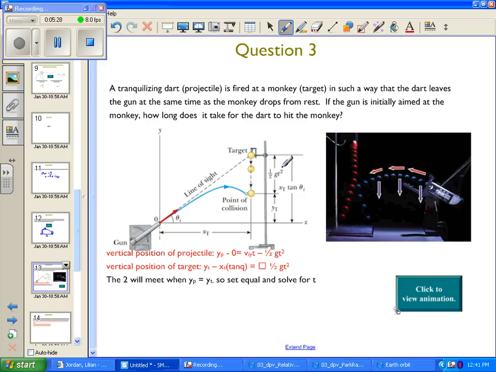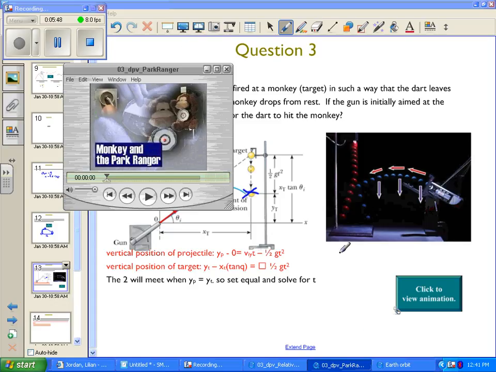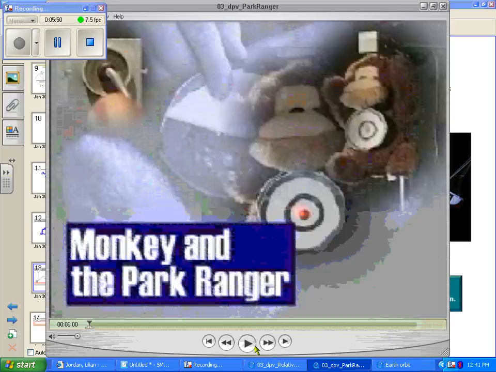If the gun is initially aimed at the monkey, how long does it take for the dart to hit the monkey? In other words, this is the point where monkey meets dart. And so the question is, how much time does that take? Well, we'll solve it in a minute. Let's first watch the video animation for this event.